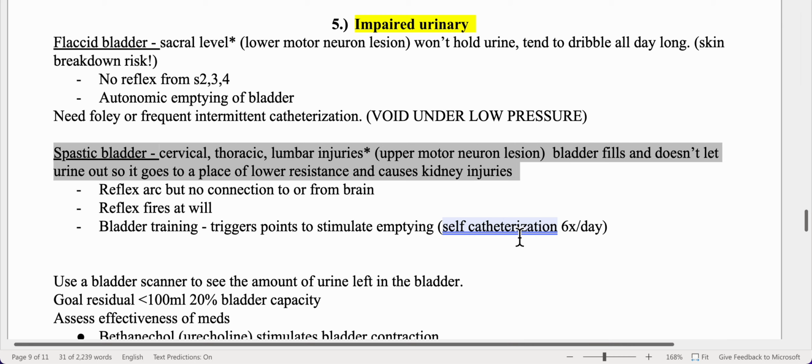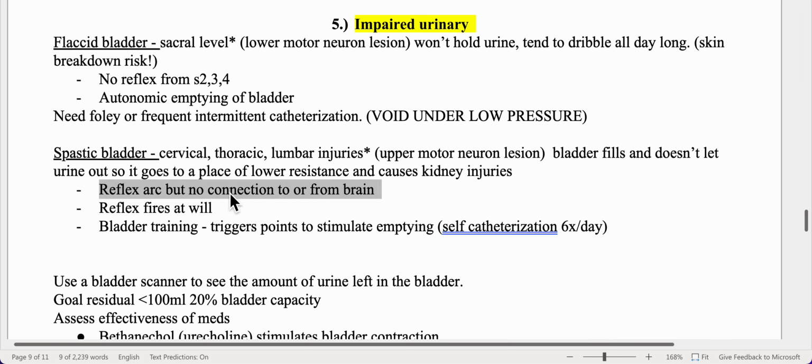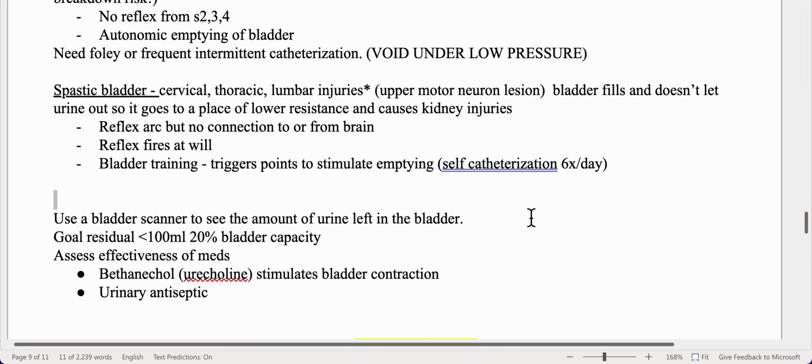Spastic bladder, in cervical, thoracic, and lumbar injuries, upper motor neuron lesion. Bladder fills and doesn't let urine out, so it goes to a place of lower resistance and causes kidney injuries. Reflex arc but no connection to or from the brain. Reflex fires at will. Bladder training. Trigger points to stimulate emptying. Self-catheterization 6x a day. Use a bladder scanner to see the amount of urine left in the bladder. Goal residual less than 100 milliliters, 20% of bladder capacity.